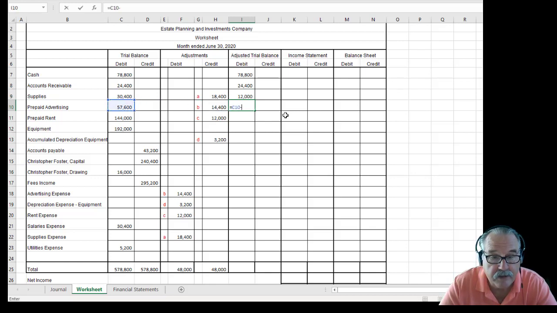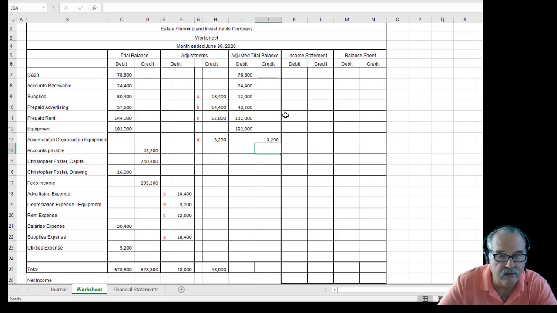Prepaid advertising now has a balance of 43,200. Prepaid rent now has a balance of 132,000. The equipment cost didn't change. My accumulated depreciation did not have a beginning balance, so my adjustment is the balance. Accounts payable didn't change. The capital account didn't change. The drawing account didn't change.